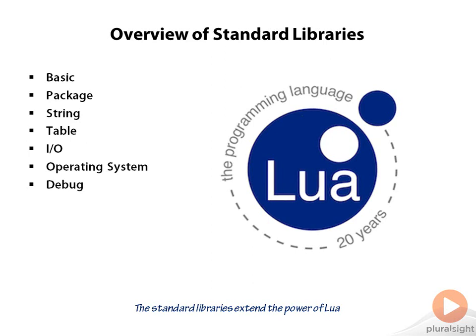So first we have the basic library. This contains a lot of stuff that we've already used. Things like ipairs and pairs that we use to iterate through a table using the generic for loop. It also contains things like setmetatable and getmetatable. A lot of the basic functionality of Lua, any of the basic functions in there that we were able to just call without having to have any kind of qualifier in front of it, that's where you'll find those functions.